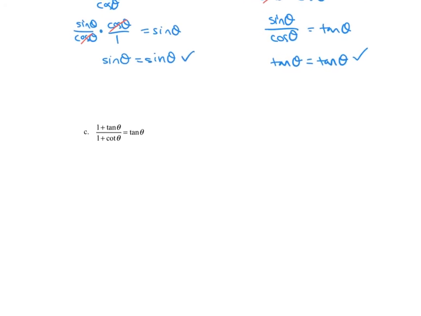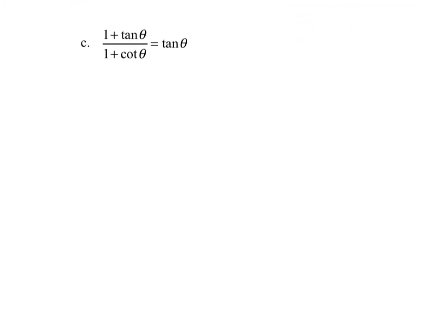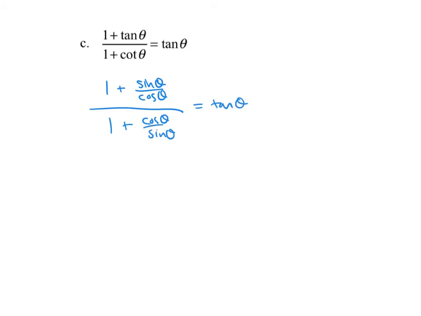And one more example like this where we establish the identity. This one looks like it's going to be a little more work. Usually when you have addition or subtraction, you're going to need common denominators to combine your terms. So to add 1 plus tangent theta, I'm going to write these as fractions and use common denominators. So first of all, this is 1 plus sine theta over cosine theta, over 1 plus cosine theta over sine theta. I'm trying to make it equal tangent theta.